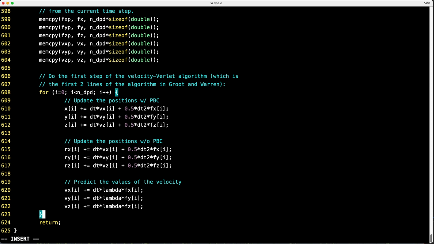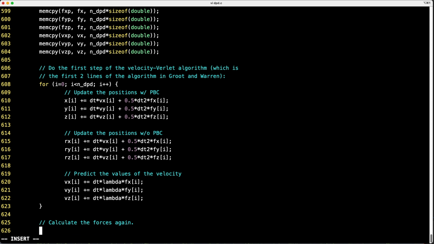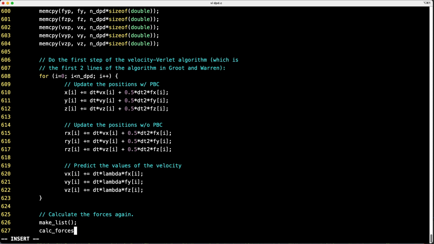So once we do that, we need to calculate the forces again. And so what we do here is make a list. This places the particles in their new cells because they've moved, right? We've updated their coordinates right here. So the particles have moved, and they may have escaped the system. And so this function will also apply the periodic boundary conditions to the x, y, and z arrays. And then once we do that, we need to calculate the forces again. And here's why we have production as a variable passed to this function.